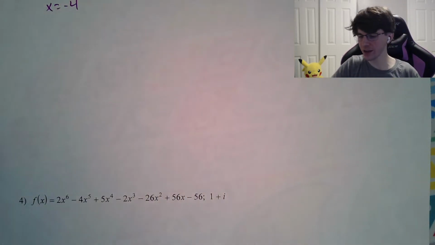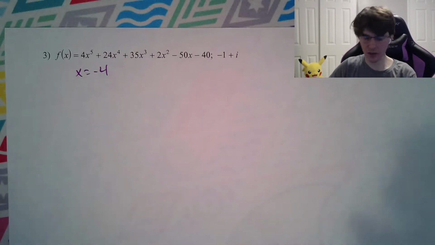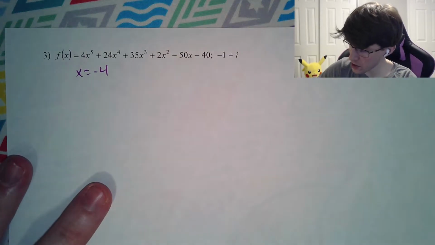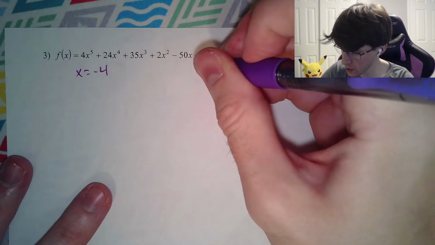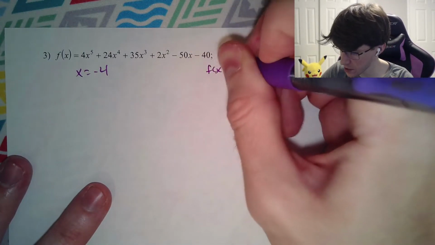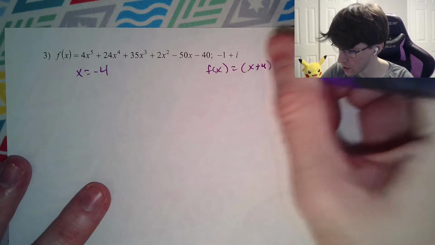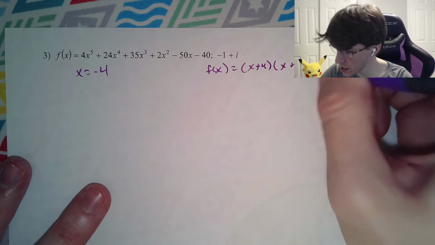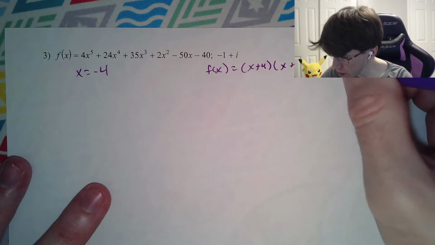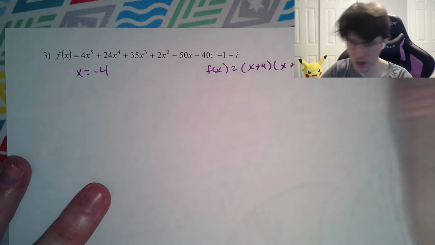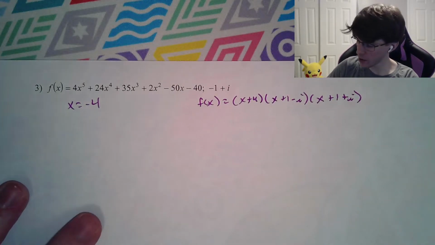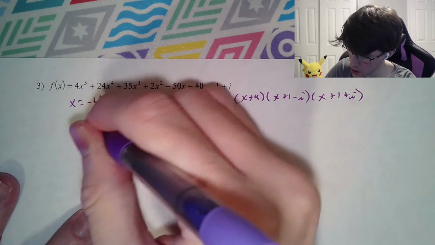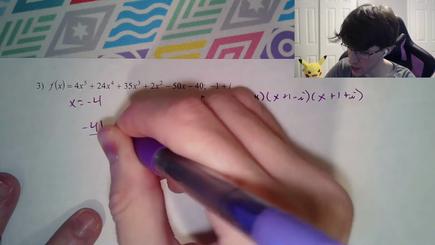Dang it, I was excited that was going to be an easy problem. It's not. We can at least get this to start, though. We can at least begin it. So now we can start off by saying f of x is equal to x plus 4. We also know our conjugate rule. We have x plus 1 minus i and x plus 1 plus i. There's our conjugate rule. And now we can do our synthetic division, starting with this -4, because that's going to be the easiest part of the question.